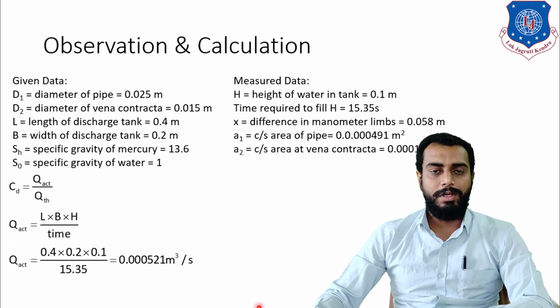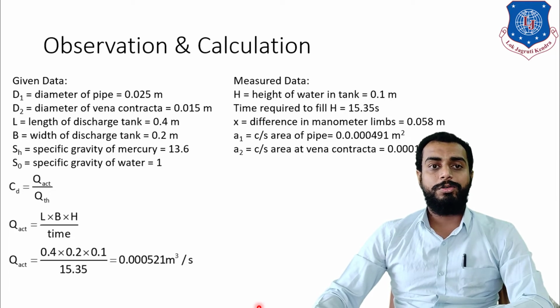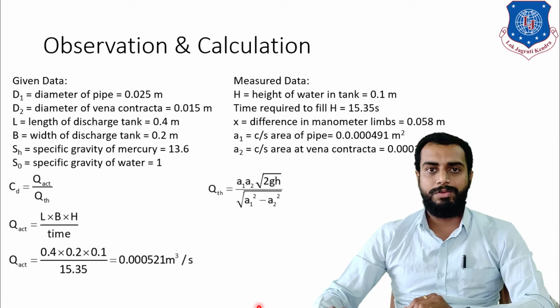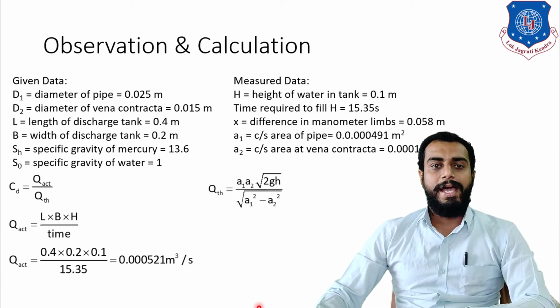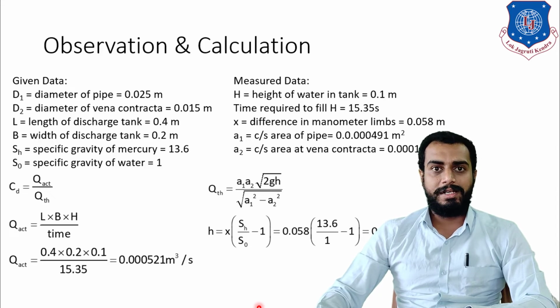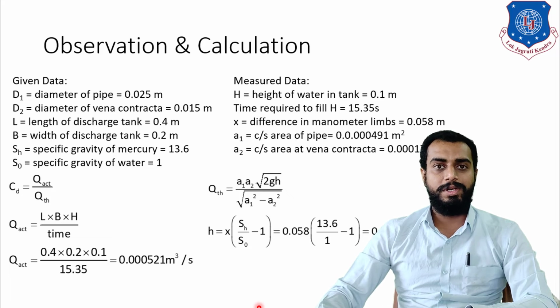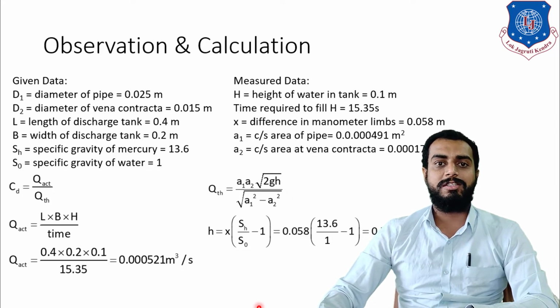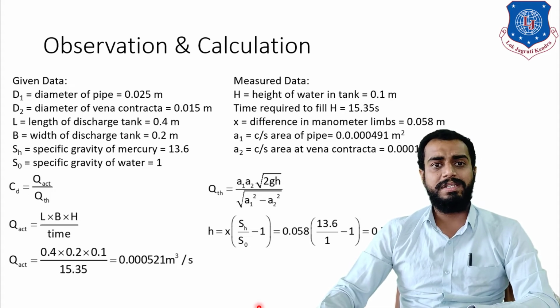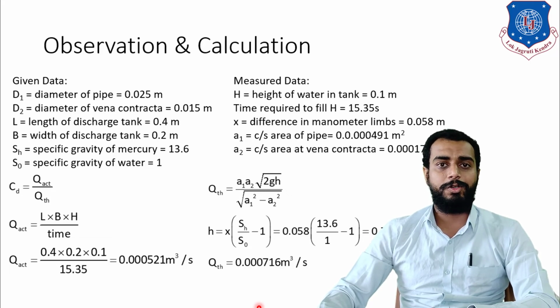Now let's move to Q theoretical. Q theoretical is equal to A1 A2 under root 2gh divided by under root A1 squared minus A2 squared. Here H is equal to X into (Sh by S0 minus 1). X is known to us, 0.058, Sh is 13.6, S0 is 1, so you can find H as 0.7308. Substituting H in this equation, you get Q theoretical as 0.000716 meter cube per second.